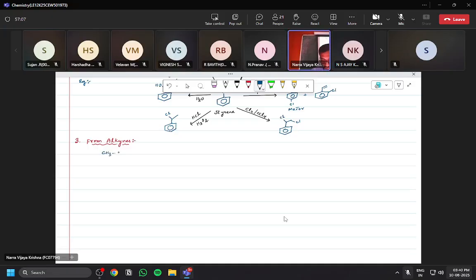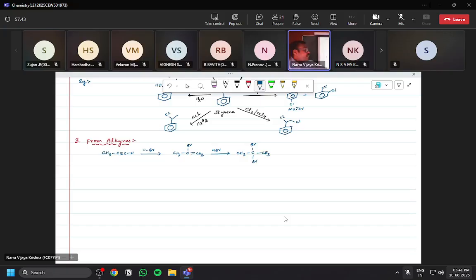CH3, C triple bond CH, allowed to react with HBr. Now tell me the product. What happens? First H plus will go and attack, then Br minus will attack. So the product will be CH3, C, Br, double bond, CH. The reaction will not stop there. It will again react with HBr to form CH3, C, Br, Br, CH3.